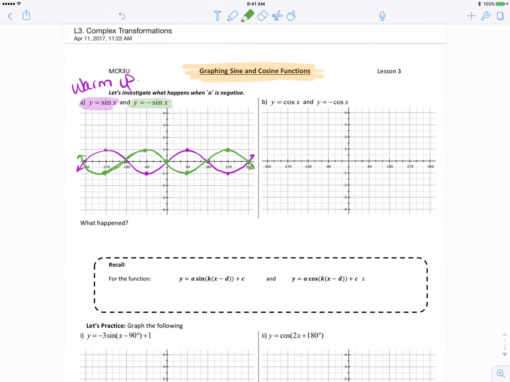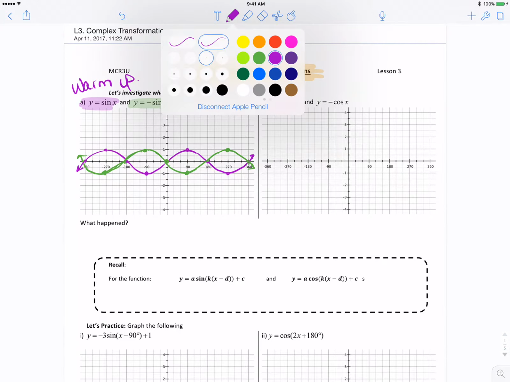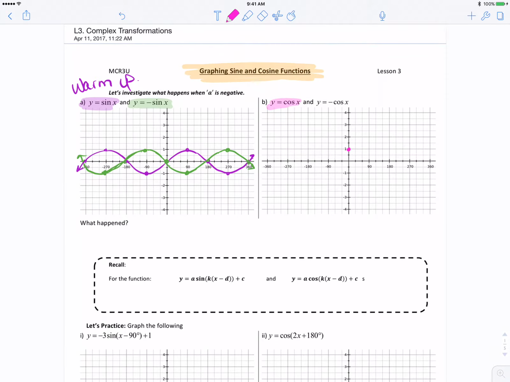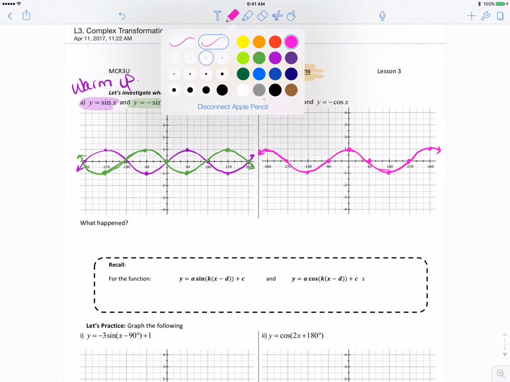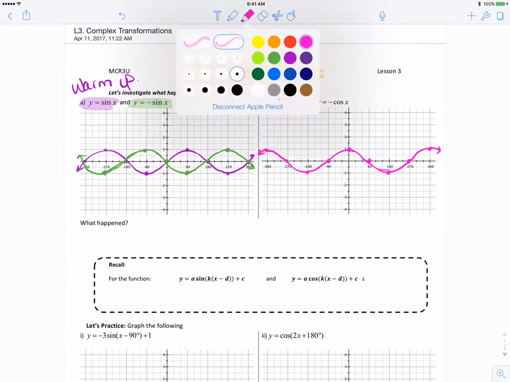Same pattern is going to happen here. If I look at doing the cosine of x, I'll do that in pink, because why not? Cosine starts at the top. Max, min, max, middle, min, middle, max. Follow the pattern the other way and complete the function. So this is the graphing we went over last time, graphing sine and cosine graphs.